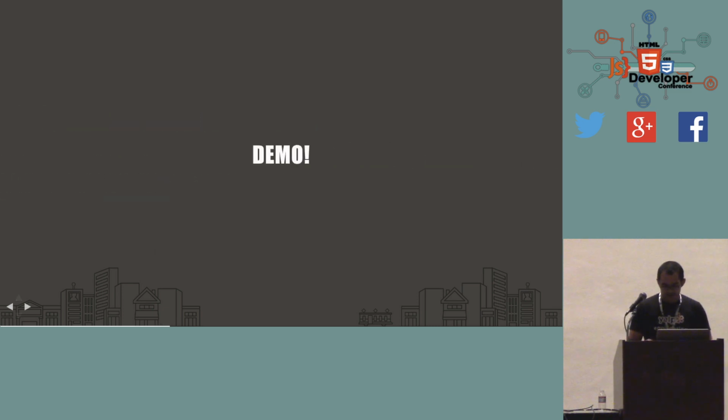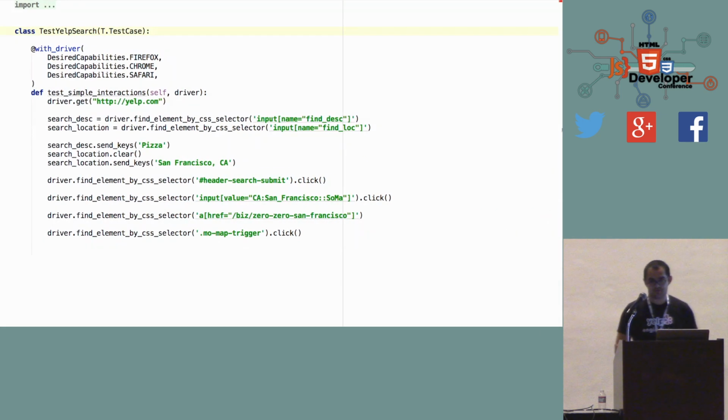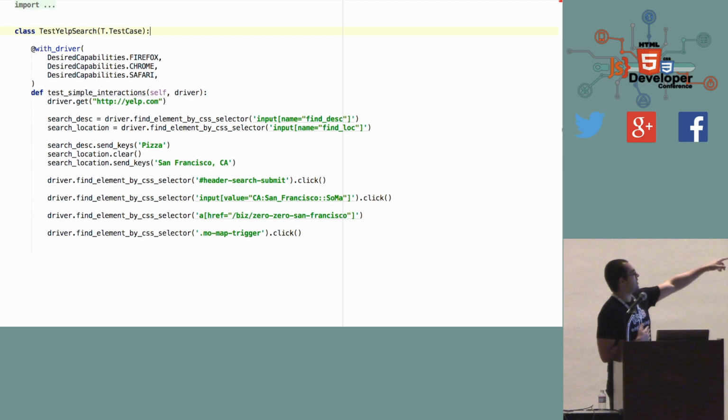So I'm going to run through a really quick example of something we might have at Yelp as one of our tests. This one's a little bit silly, but this is kind of how it works at Yelp. So what we're doing is we've set up a simple test case, and we're saying, I want to run this test in Firefox, Chrome, and Safari. We're going to request a page of Yelp.com. We're going to do a search. So we're going to search for pizza, and we're going to search for it in San Francisco.